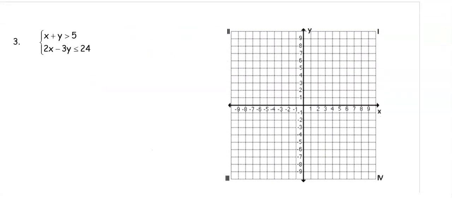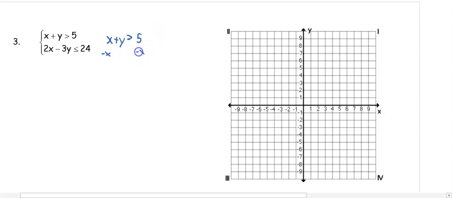Let's try another graphing. So number 3, we have x plus y is greater than 5, and 2x minus 3y is less than or equal to 24. So the first equation, x plus y is greater than 5. In order to get y by itself, we're going to subtract x from both sides. So y is greater than negative x plus 5.